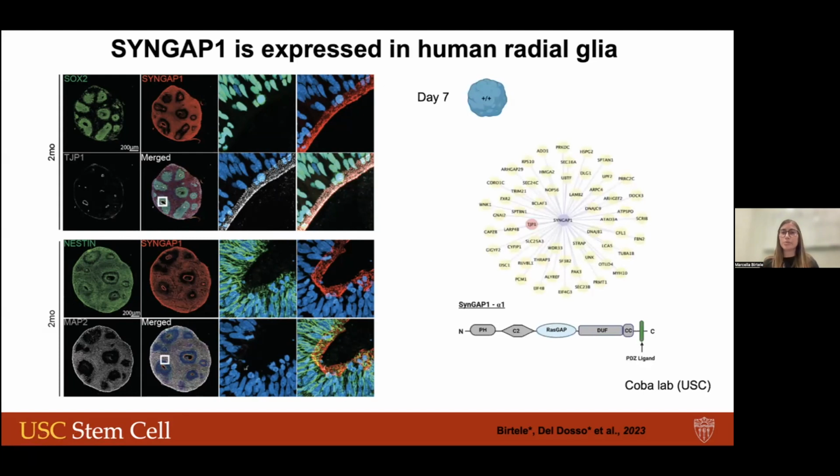We wanted to further confirm the presence of SYNGAP in progenitors and human radial glia cells. So we looked at day 7 organoids, where we have a homogeneous population of progenitor cells, and we performed mass spectrometry in collaboration with the COBA lab here at USC. We found the presence of different peptides from the SYNGAP protein, and particularly the SYNGAP alpha-1 isoform, which was previously described to be essential and important for excitatory neurons in rodent models. And by immunoprecipitating SYNGAP, we also confirmed the interaction with TJP1, as we had seen in the organoids.